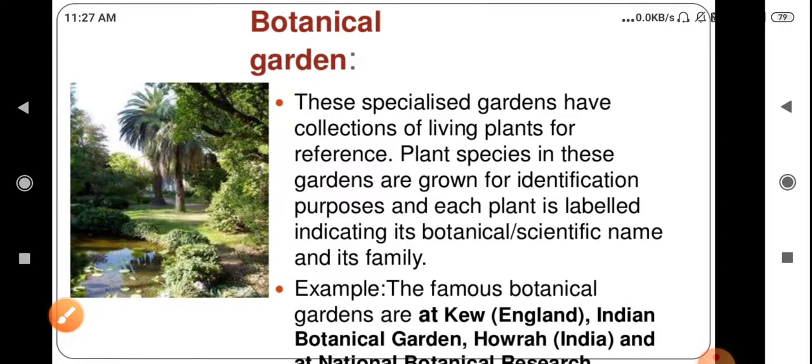Now we talk about botanical garden. These are specialized gardens that have a collection of living plants for reference. Plant species in these gardens are grown for identification purposes and each plant is labeled indicating its botanical scientific name, its family and also the collector's name. The famous botanical gardens are at Kew in England, the Indian Botanical Garden in Howrah, and the National Botanical Research Institute in Lucknow, India.